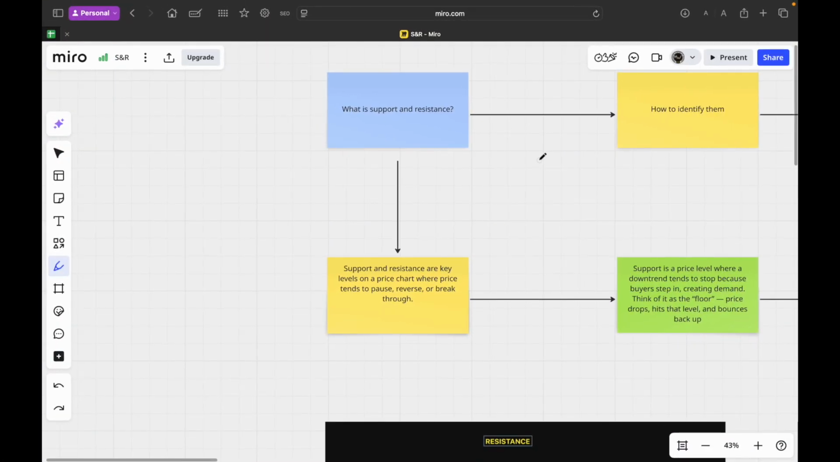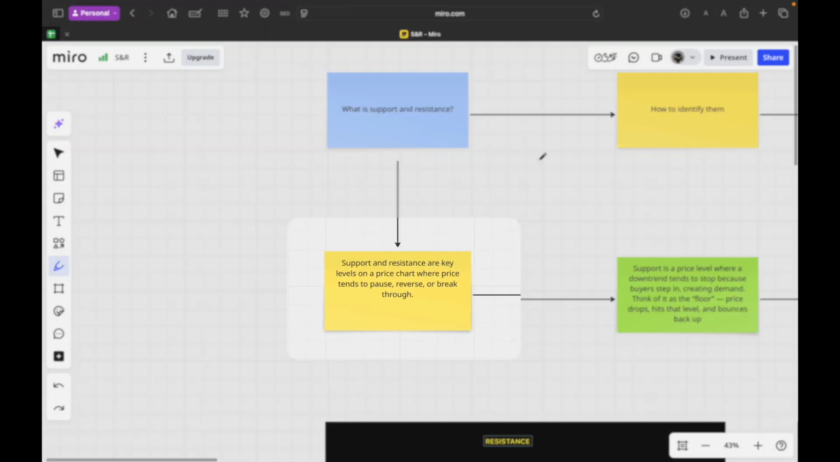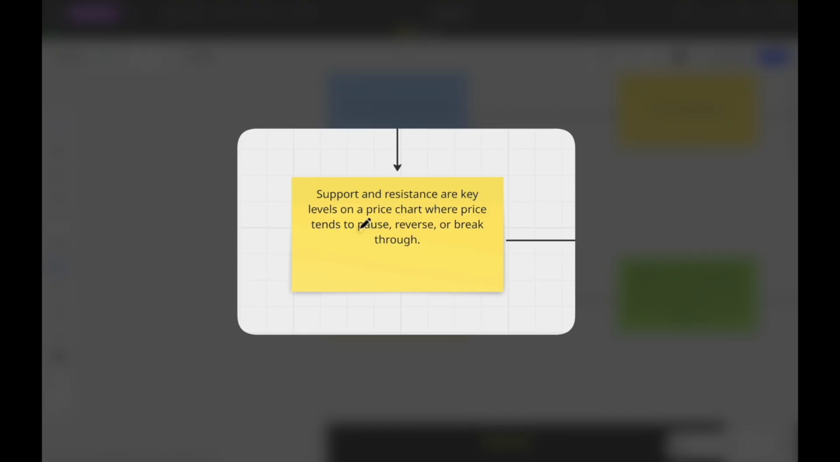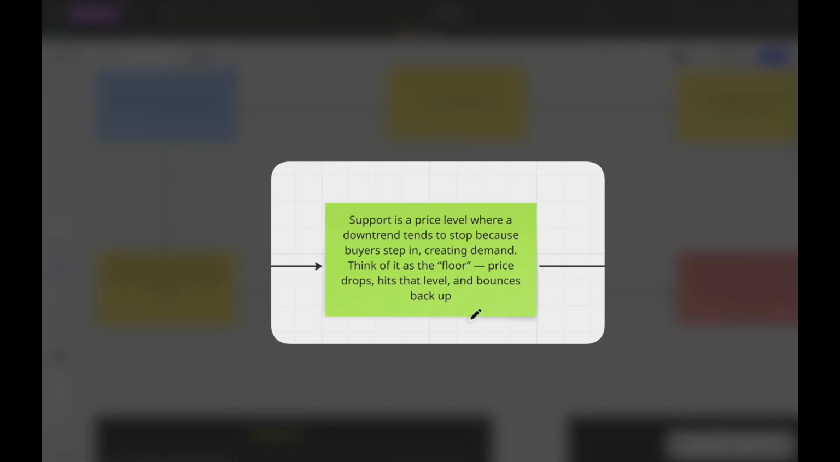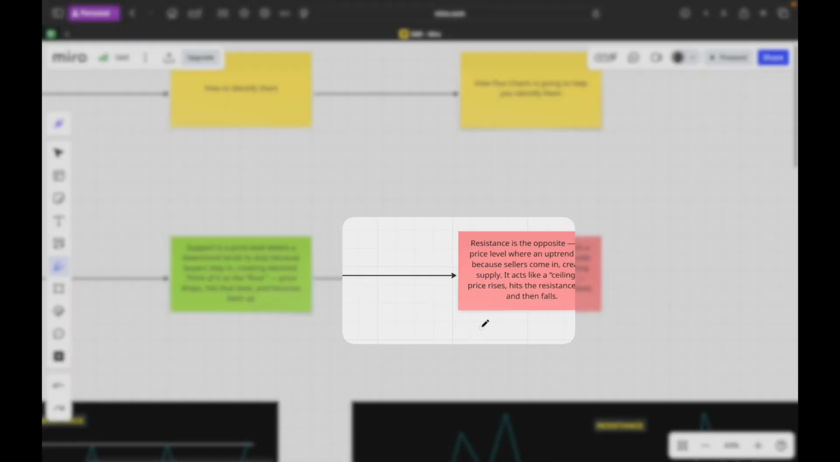Alright, so what is support and resistance? Support and resistance are key levels on a price chart where price tends to pause, reverse, or break through. What is the difference between support and resistance? Support is a price level where a downtrend tends to stop because buyers step in, creating demand. Think of it as a floor. Price drops, hits that level, and bounces back up.